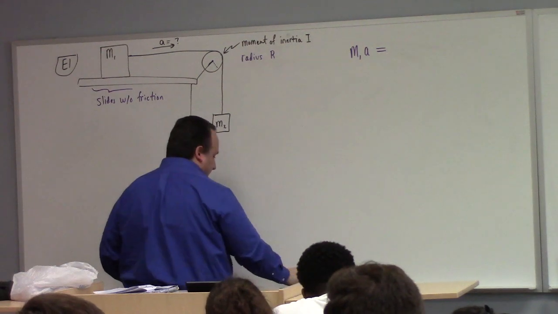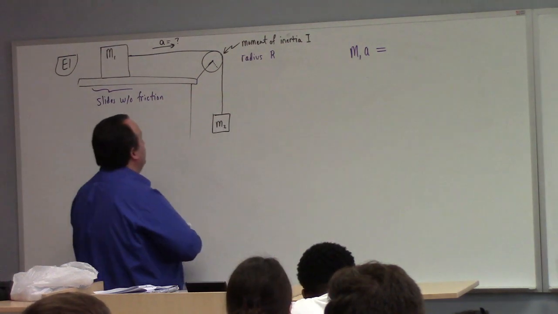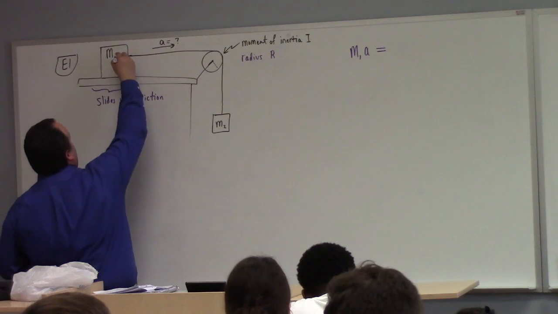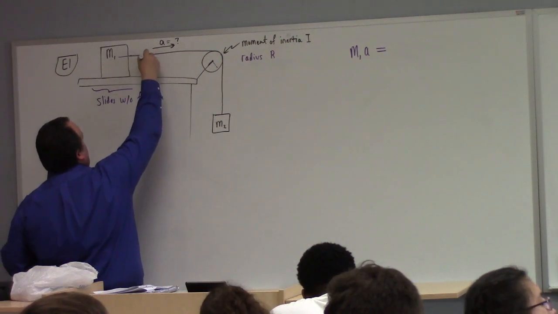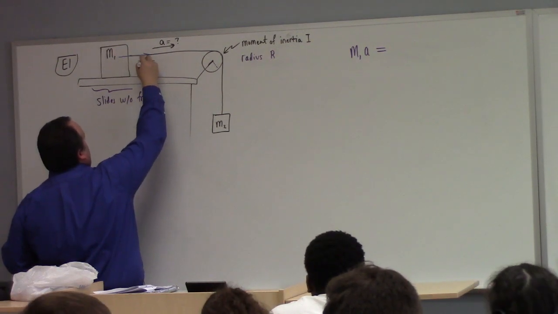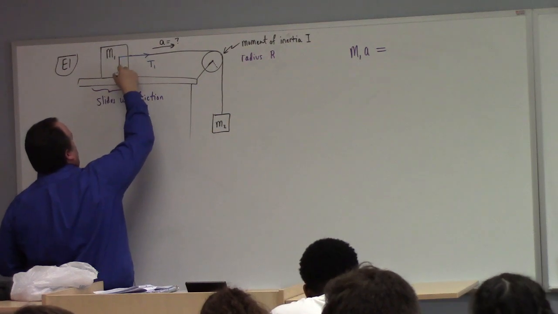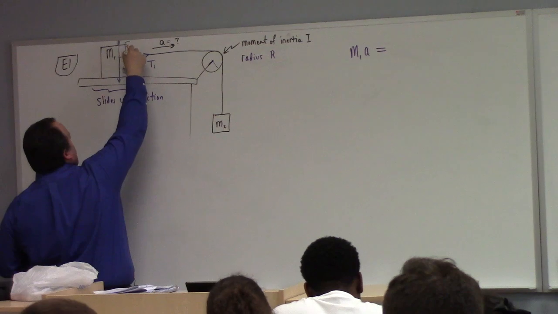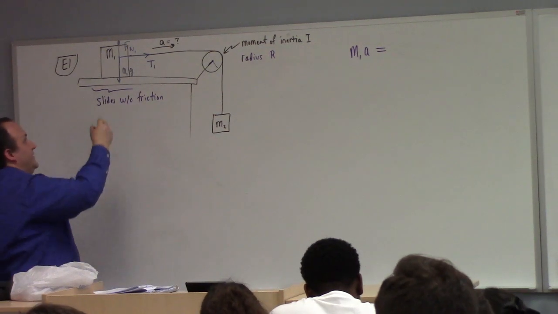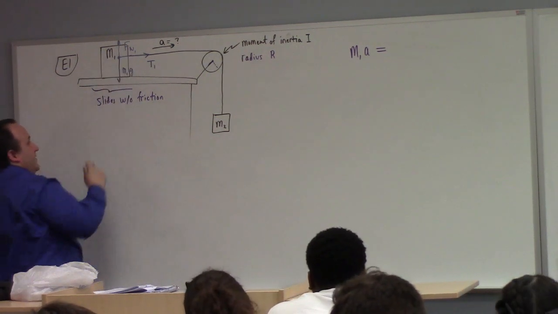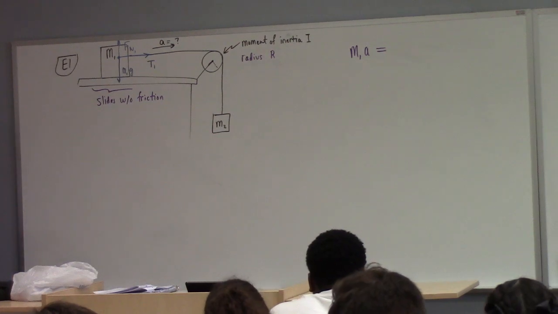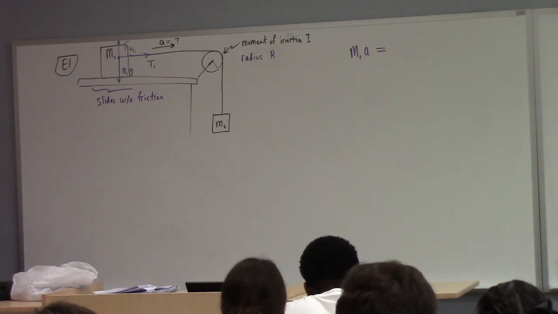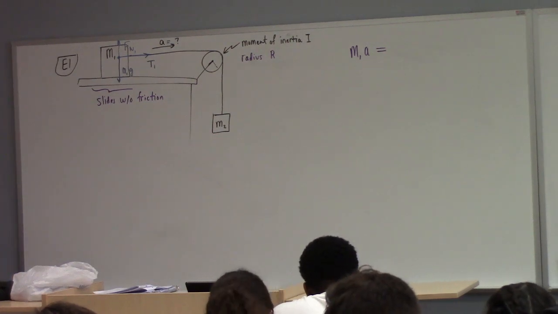So what does the free body diagram on M1 look like? You've got this tension right here, let's call it T1, right? You've also got M1G, and you've got the normal force on 1. Of course, the normal force and the weight of M1 just cancel out. Those aren't interesting to the motion, right? They're just canceling out. So really, we're just interested in tension 1.